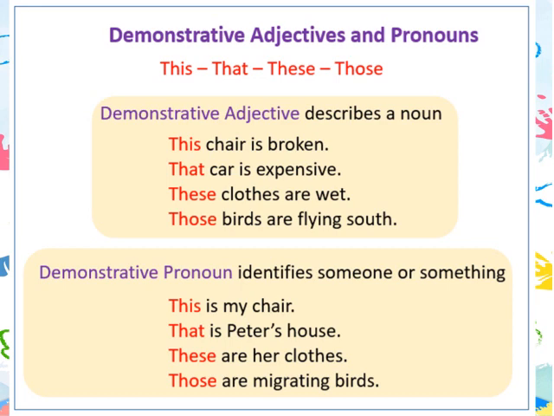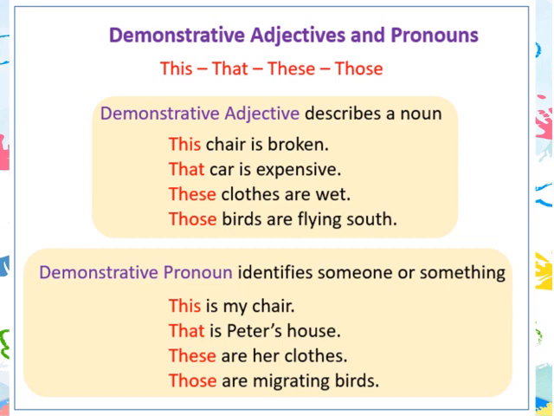A demonstrative adjective describes a noun. For example, this chair is broken. Here, this describes a chair, that is a noun. That car is expensive. These clothes are wet. Those birds are flying south.